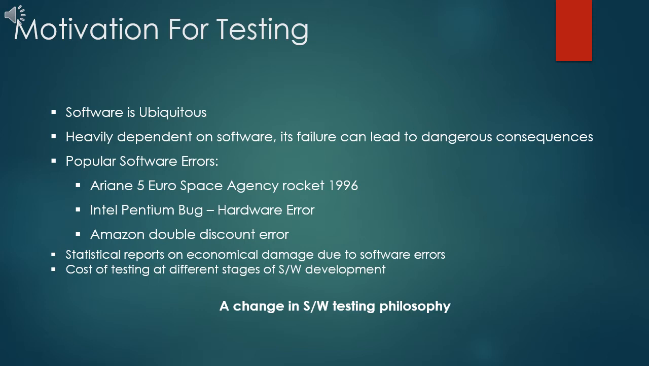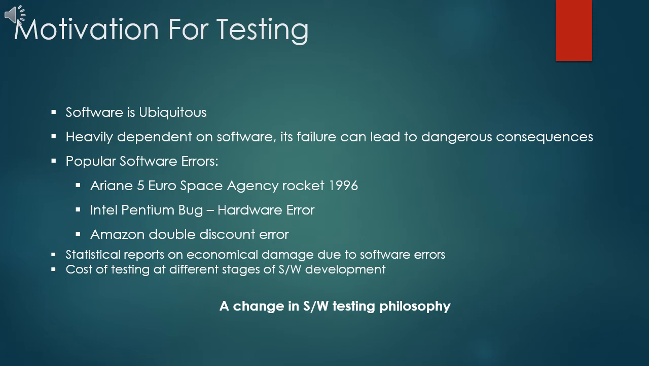The third event is the Amazon double discount error. This happened in the early 2000s, where the Amazon website mistakenly gave double the discount for each of the products. As a result, Amazon incurred a huge loss. Likewise, there are several other popular software errors which have caused catastrophic damages. You can Google them out.